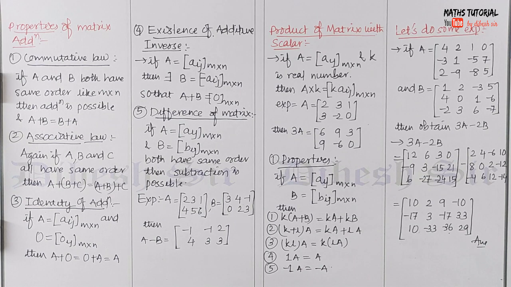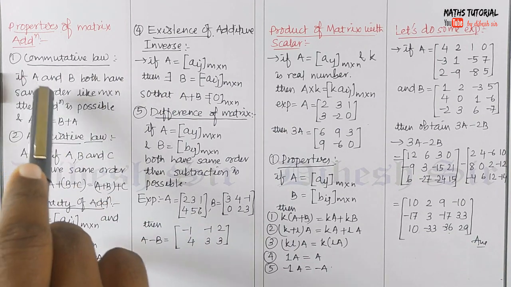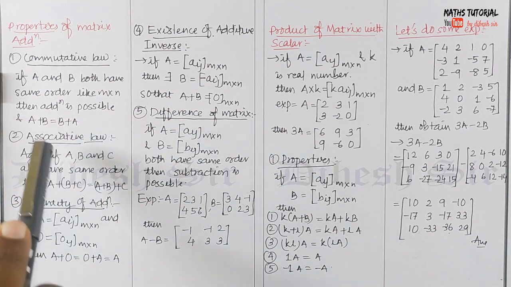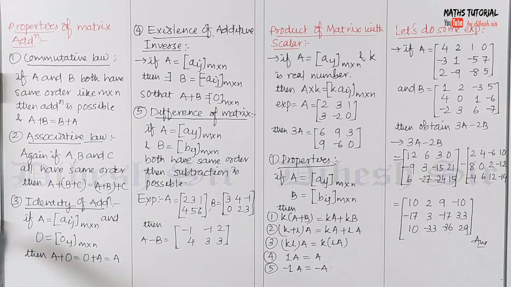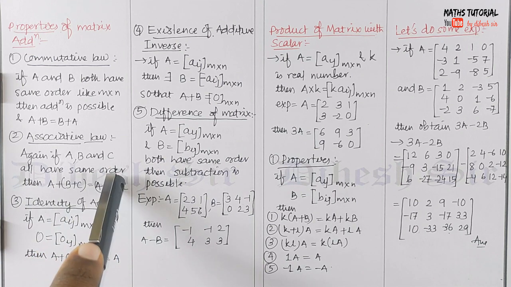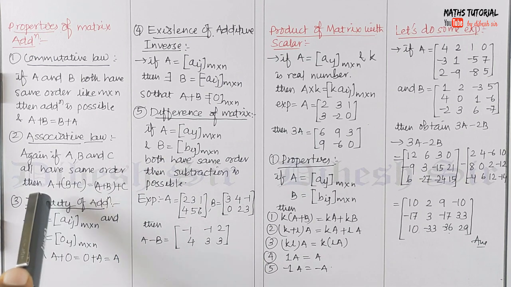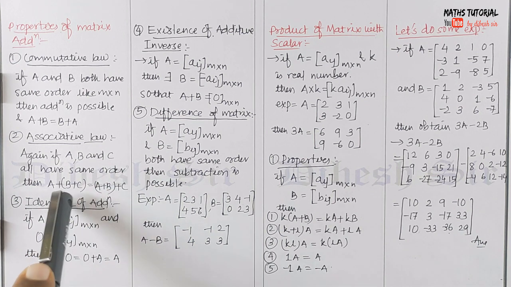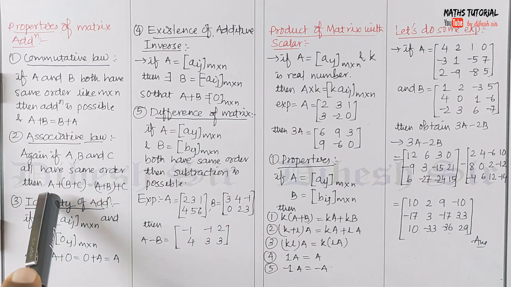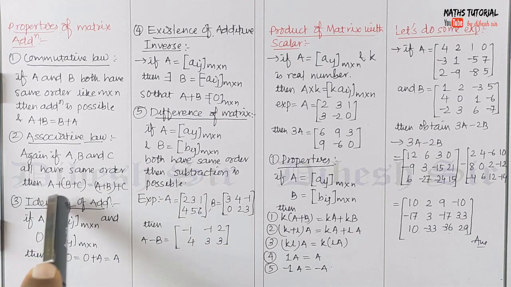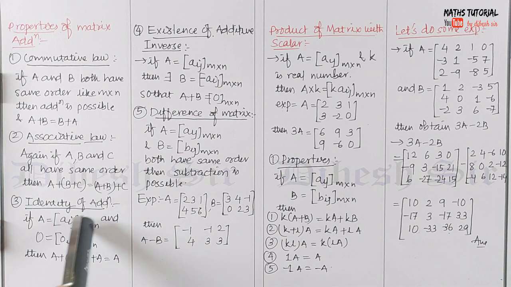Topic is properties of matrix. First, commutative law. If A and B both have the same order like m cross n, then addition is possible and A plus B is equal to B plus A. Next, associative. Again, if A, B and C all have the same order, then A plus (B plus C) is equal to (A plus B) plus C. Means here we first add B plus C, then with A, and here we first add A plus B, then C. The answer will be the same.